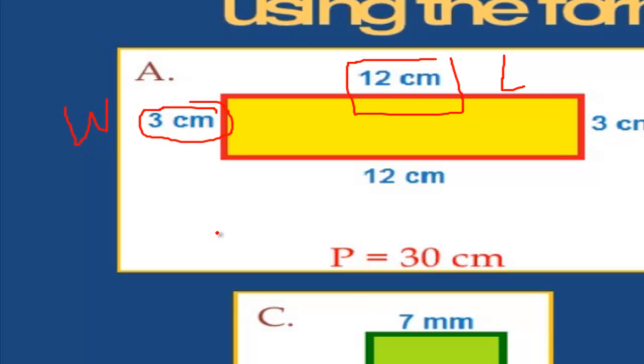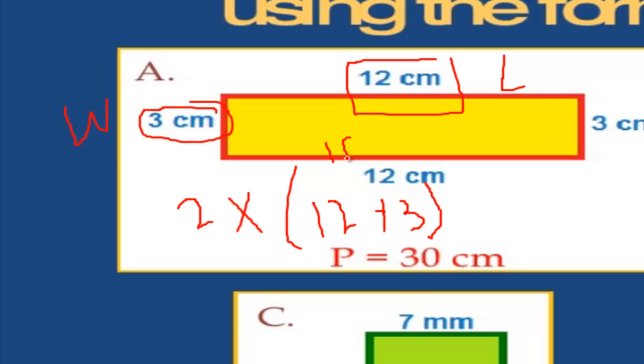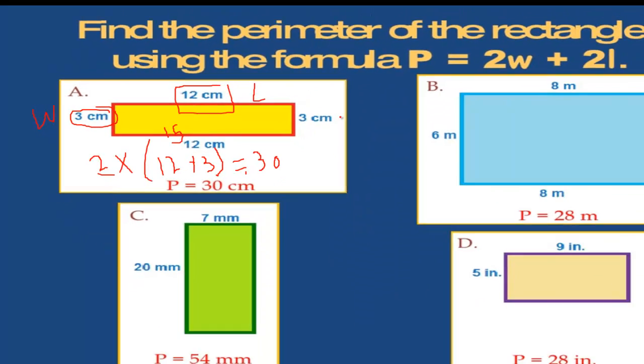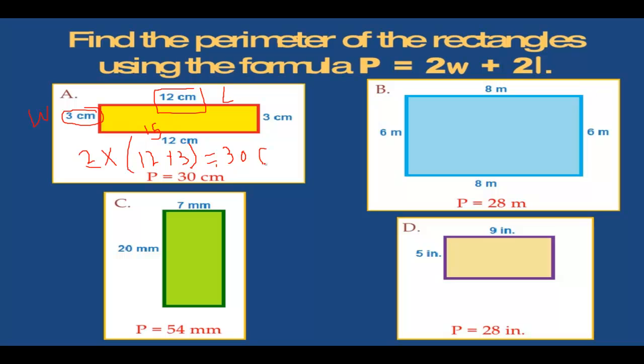So if we need to find the perimeter, we find it by the rule: 2 multiplied by length plus width. The length here is equal to 12, the width here is equal to 3. So we first add 12 plus 3, which is equal to 15. 15 multiplied by 2 equals 30. 30 what? 30 centimeters, because the side length is given in centimeters. So again, length plus width and you multiply them by 2.